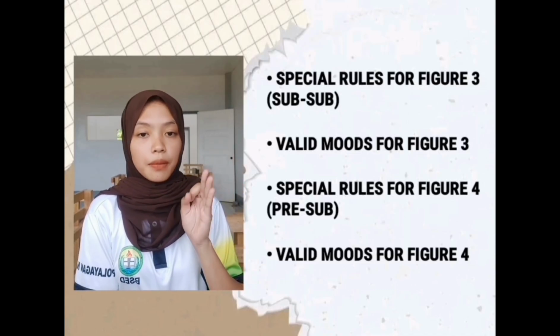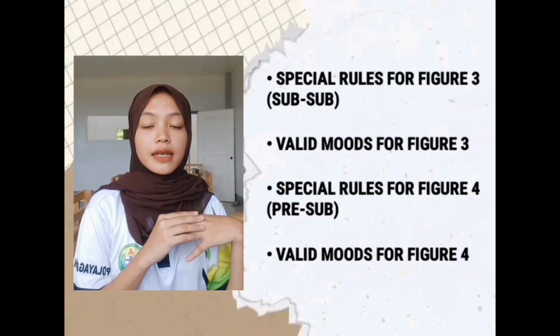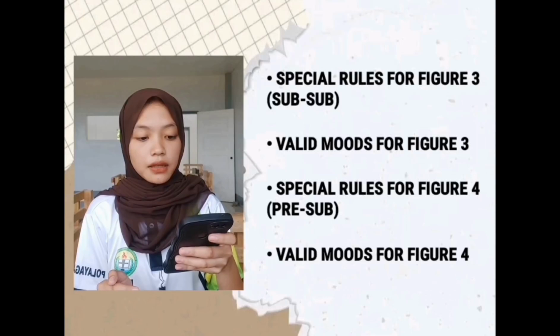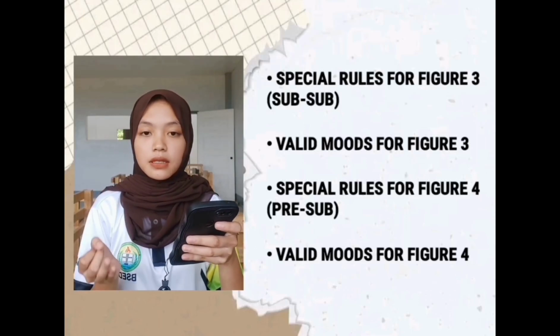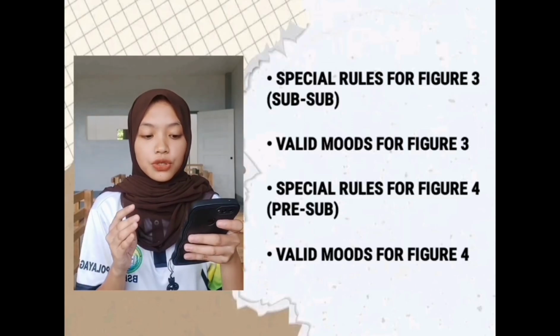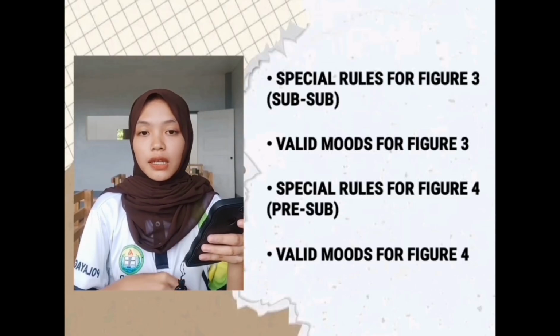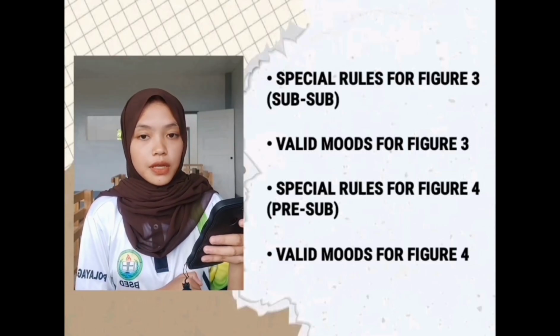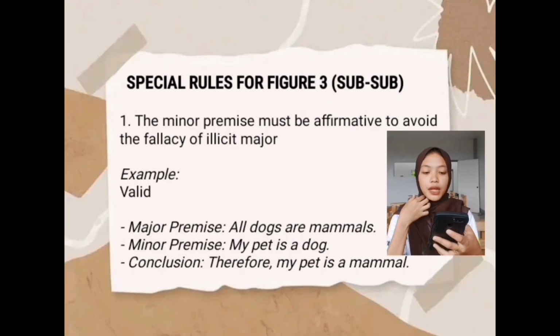We all know that the premise is a statement that is assumed to be true. The major premise is a general statement about a category, and the minor premise is a statement about a specific case within the category. So the conclusion naman is a statement that follows logically from the premises. So that is the 3 parts of logical arguments. So now, in special rules for figure 3, the number 1 rule here states that the minor premise must be affirmative to avoid the fallacy of illicit major.